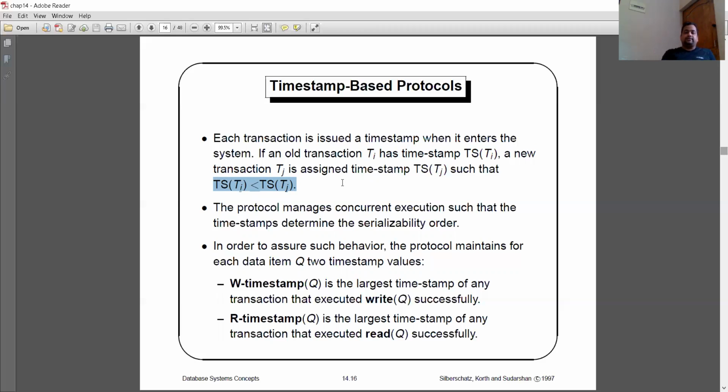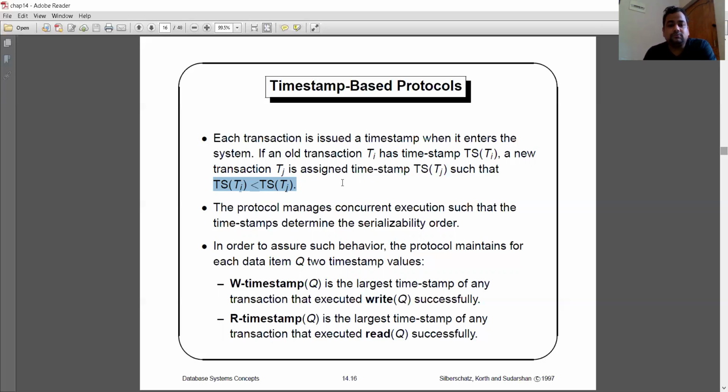Now, what is the exact meaning? Suppose transaction TI has the timestamp equal to 3 and transaction TJ has the timestamp equal to 5. That means at the third occurrence of the operations in a sequence, transaction TI occurs. At the fifth occurrence, transaction TJ occurs. So the timestamp of TI can be represented as less than the timestamp of TJ.